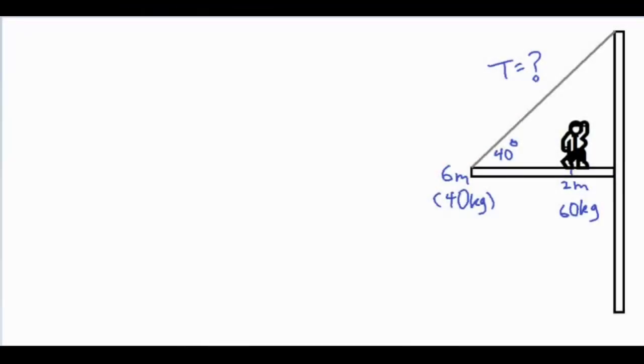In this video, we're going to be taking a look at a person standing on a beam that's connected to a cable, and we're going to be analyzing the torque exerted on the beam in order to figure out the tension in the cable. So first of all, we have to recognize all the areas that are applying torque on the beam.